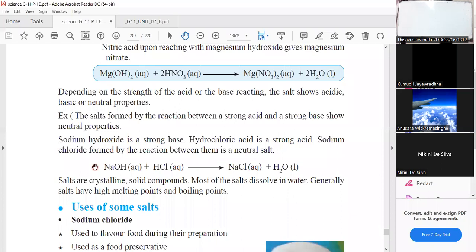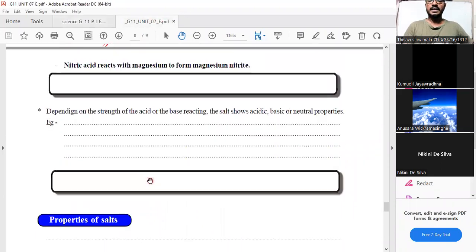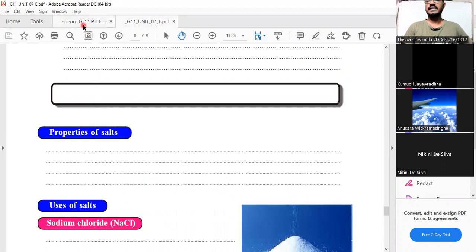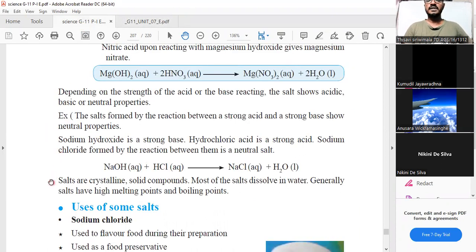හරි. ඊට පස්සේ uses, sorry, properties of some salts. Properties of salts මෙන්න මෙතන ලියන්න තියෙන්නේ, sentence එකක් ඇති, වෙනම topic එකක් නෑ. Salts are crystalline solid compounds. Salts dissolve in water. Generally salts have high melting point and boiling point. ඔය තමයි salts වල properties. Crystalline form කිව්වහම you should remember the ionic lattice of sodium chloride, a three-dimensional structure. Then solid compounds, they dissolve in water, high melting and boiling point. Those are the properties of salts.